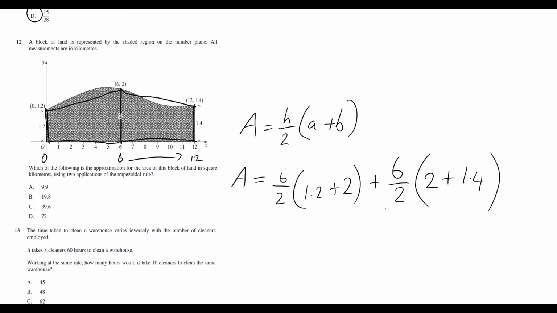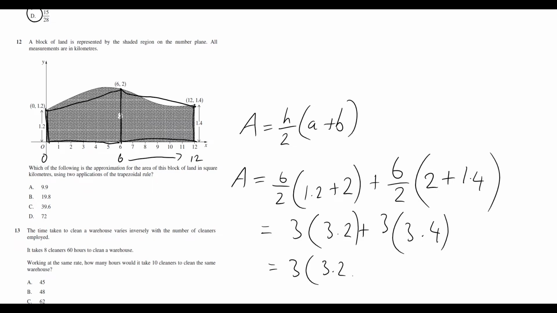Okay, so we can simplify that out and that will just end up being 3 times, let's see, what's 1.2 plus 2? That's 3.2 plus, and then it's going to be 3 outside of 3.4. Okay, so we can then quickly take out that factor of 3, and then it becomes 3 outside of 3.2 plus 3.4, and then if we compute that, we'll find that our answer is 19.8. So it's going to be option B.